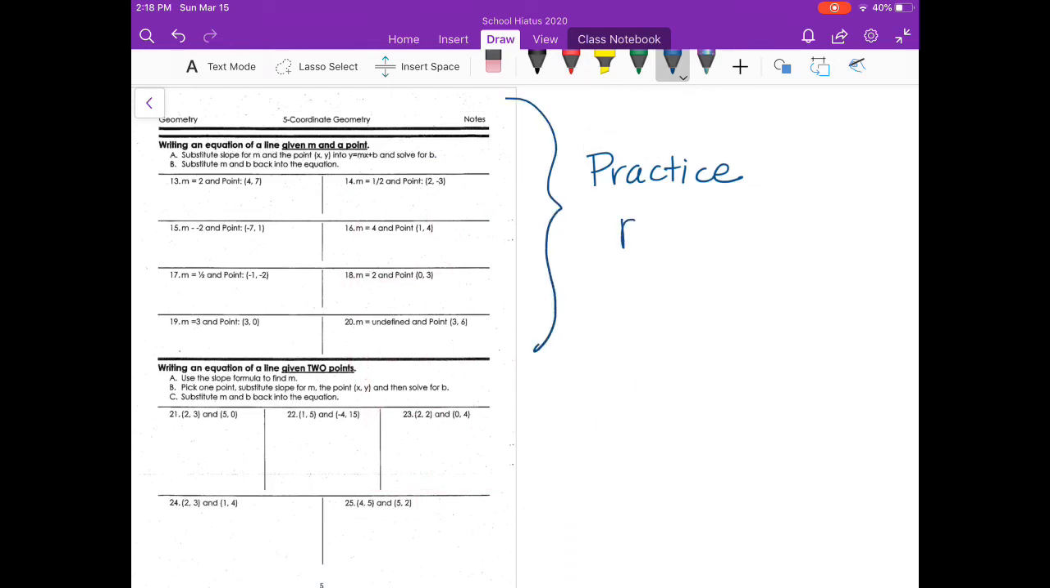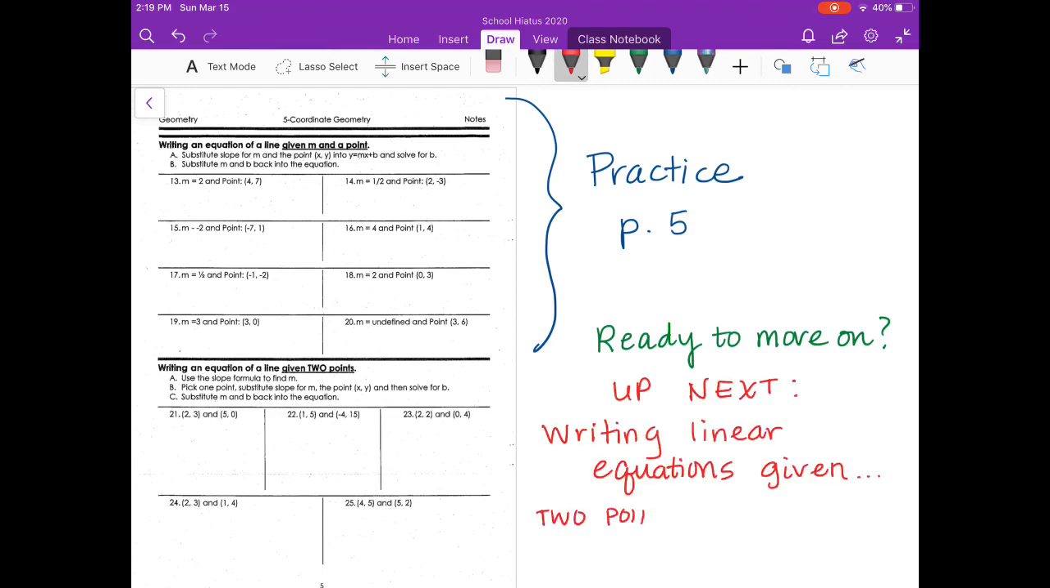Now you're ready to practice on page 5 of your packet. Are you ready to move on? Up next, we'll learn how to write an equation of a line given 2 points on the line.